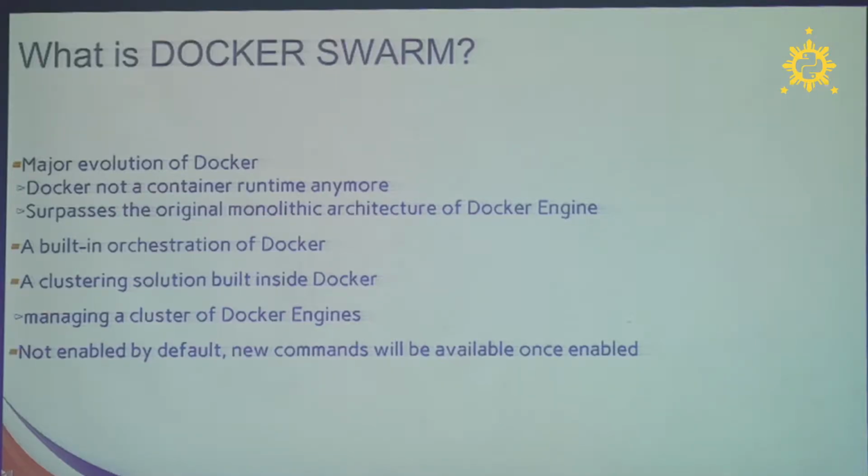Okay, so yeah, once again, what's Docker Swarm? A major evolution of Docker, like what I just said. So instead of getting used to the monolithic architecture, you can use the microservices features of it. It's a built-in orchestration of Docker. So Docker Swarm has its own orchestration, and it also has its own clustering solution, specifically just the CLI. And it is not enabled by default. I've been running commands earlier, but you need to run a certain command to enable Docker Swarm. And once you enable Docker Swarm, there will be new sets of commands. Okay, so let's have a demo.